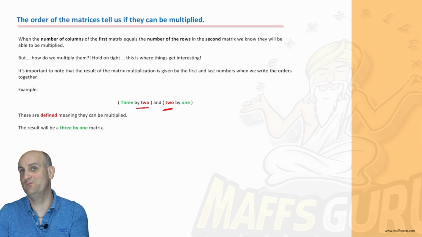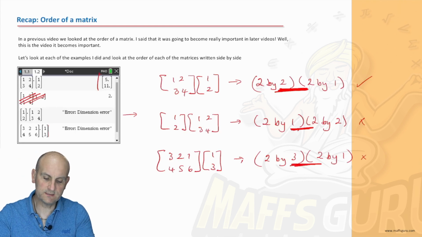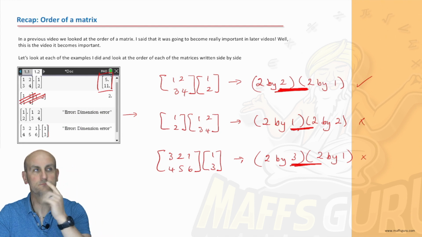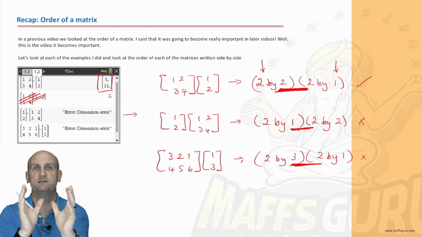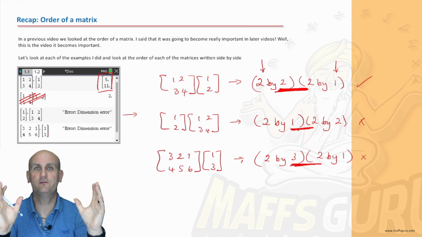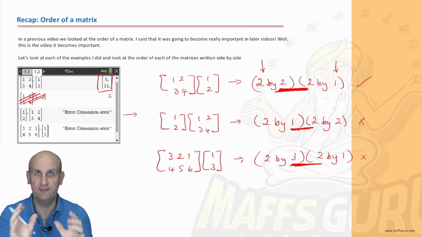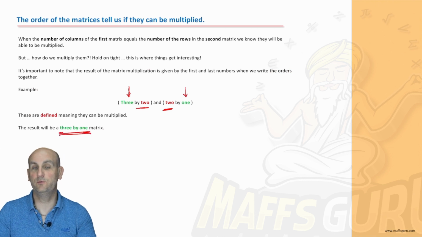Now, as a bit of a side consequence, let's go back and have a look. What did we notice about the size of that matrix there? It was a 2 by 1. What do you notice about the outer numbers? 2 and 1. Oh my goodness! If the middle numbers are the same, that means you can do it, and the outer numbers tell you the size of your matrix answer. Wow! Again, this order stuff, I'm telling you, really important. So, as I say here, because that's a 3 by 1, that's the size of my answer. My answer would be a 3 by 1.